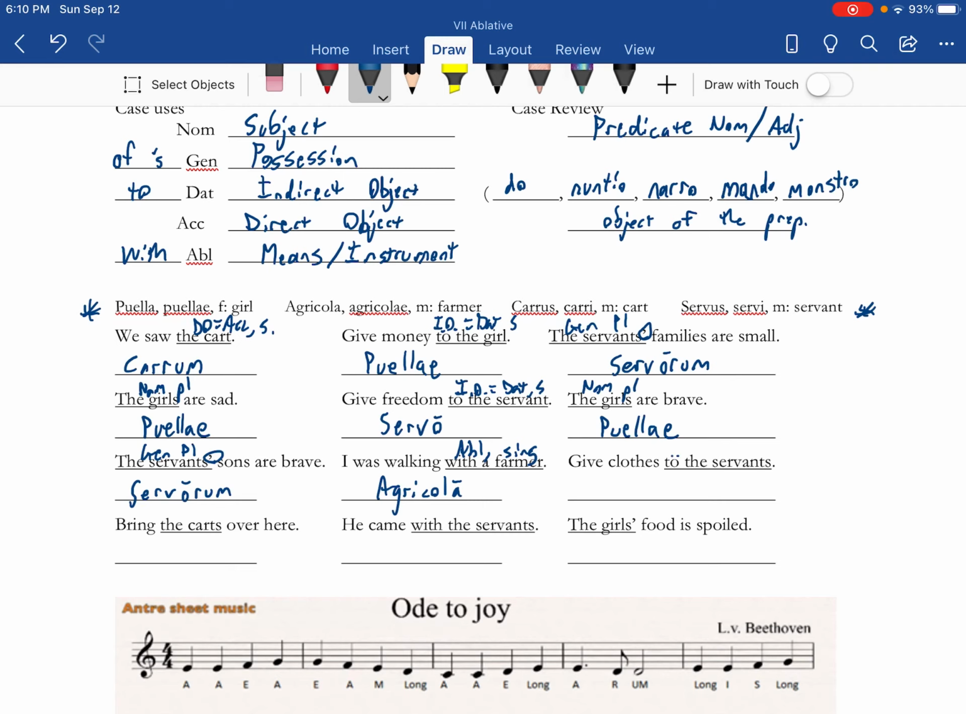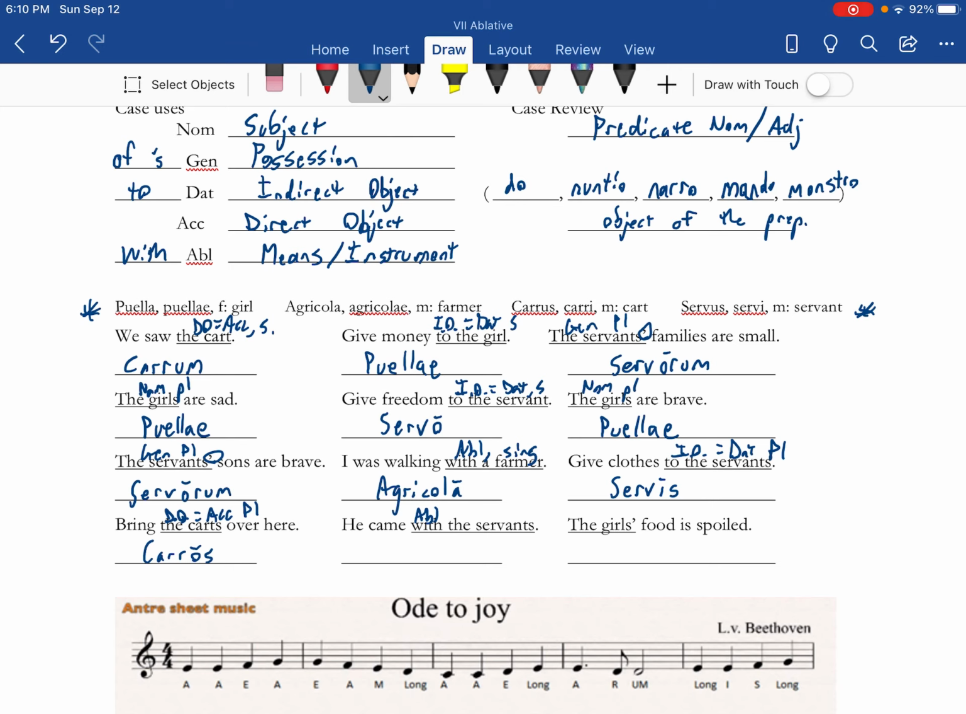Give clothes to the servants, that's the indirect object because it receives the direct object, which is dative and plural. There's my stem, and dative plural is is. Bring the carts, this one's tricky. The subject's an implied you. This receives the action, so it's accusative. And it's plural. So I got my carts, boom, OS, I have my stem. There's my ending.